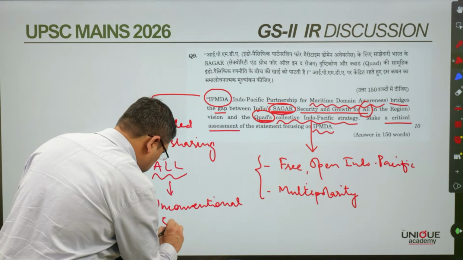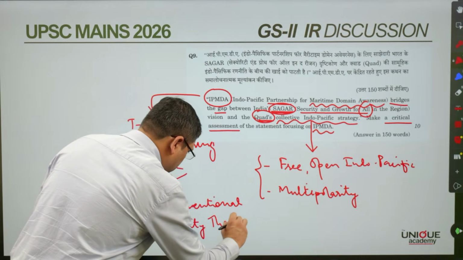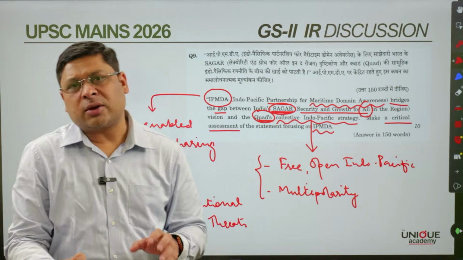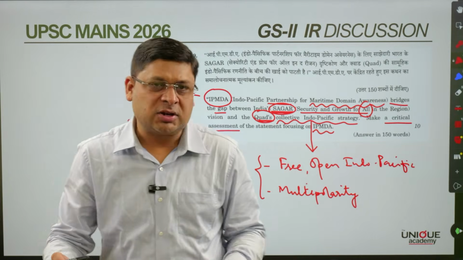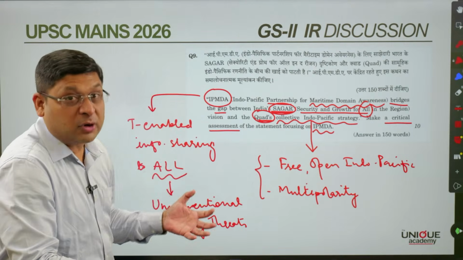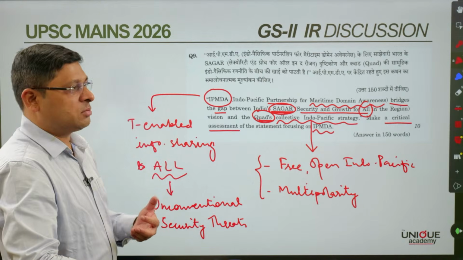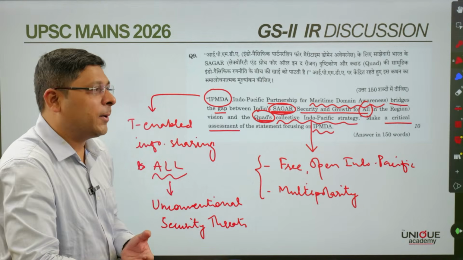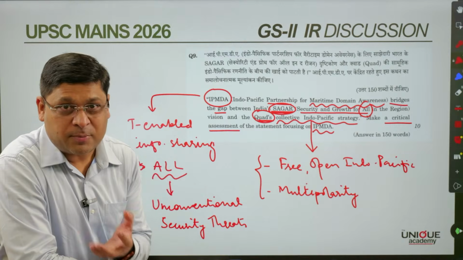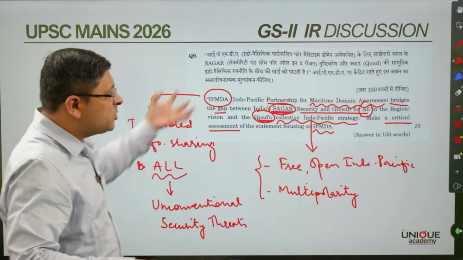Unconventional security threats. What does that mean, right? Please understand, conventional security threats are those which are considered as threats to the nation, right? And unconventional are those which are different, right? They threaten the individual as such. So piracy, organized crime, the threat of illegal, unreported fishing. So all these things. Information about all these threats is to be shared with all.